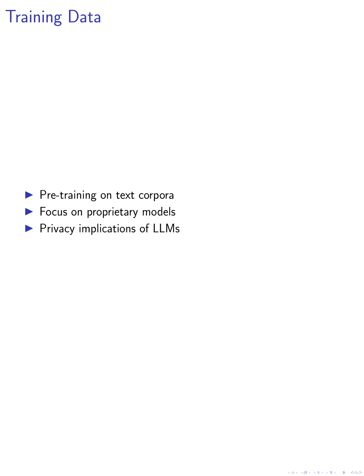We delve into the training data for language models, discussing how large language models, LLMs, are pre-trained on extensive text corpora. We specifically focus on proprietary models like GPT-4 and PaLM-2, which keep their training sets confidential. We emphasize the importance of understanding the privacy implications of using LLMs trained on undisclosed data.